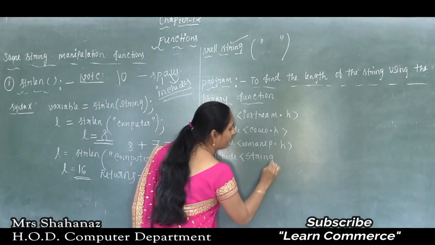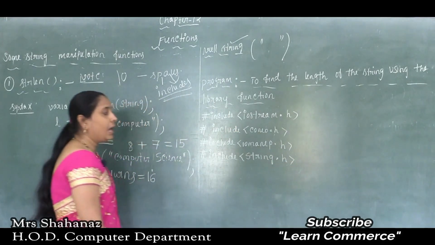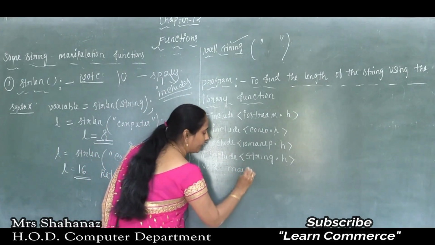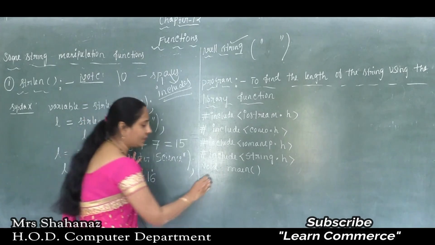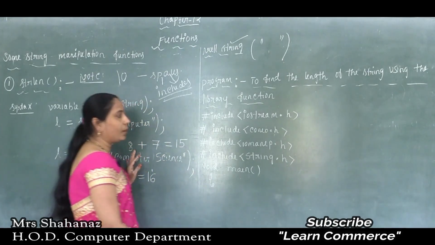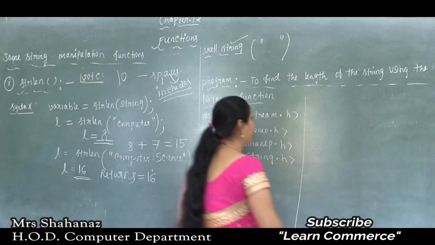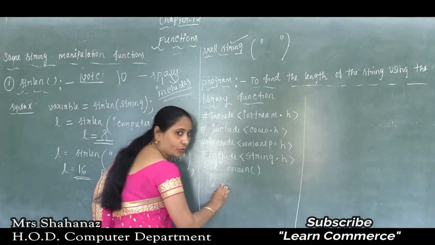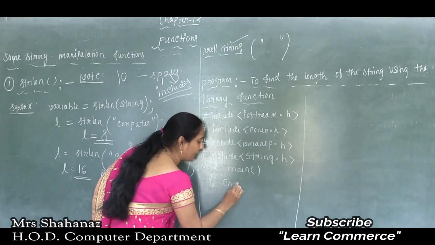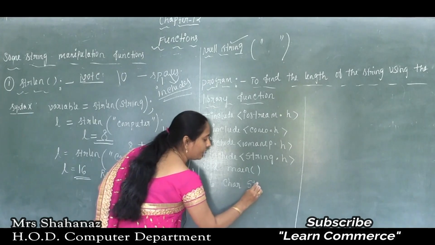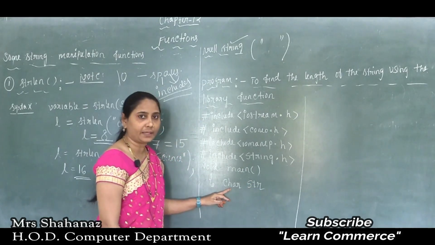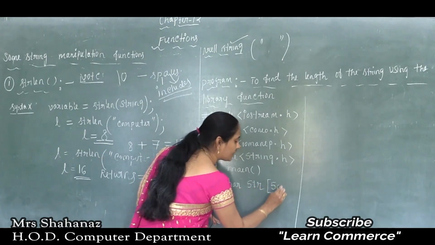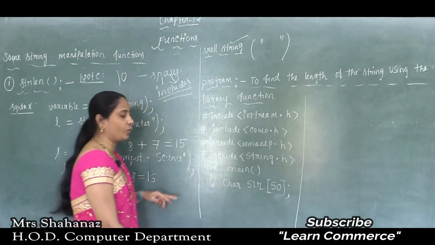After completing all those header files, as we know the program starts with void main, then the opening of the curly bracket. After opening the curly bracket, whatever declarations are there we need to declare. So here I need to declare the string variable. Such a string variable has the data type char, this is the name of the string variable, and I am using the size, for example, equal to 50.